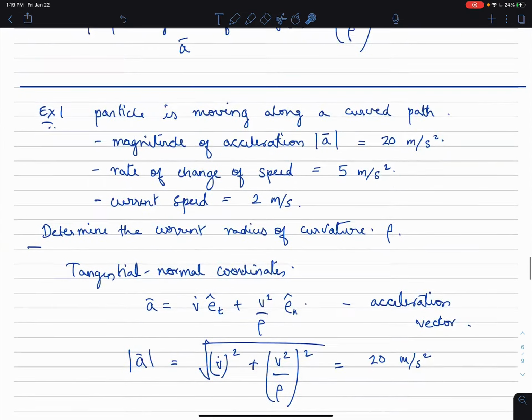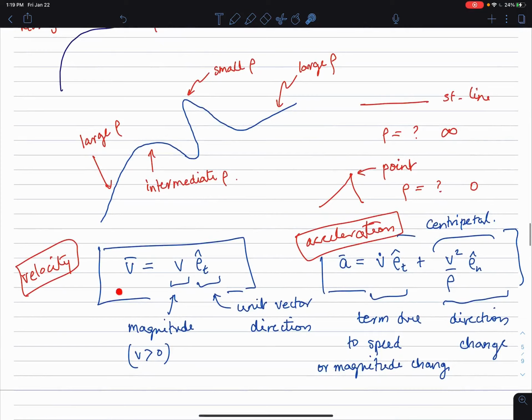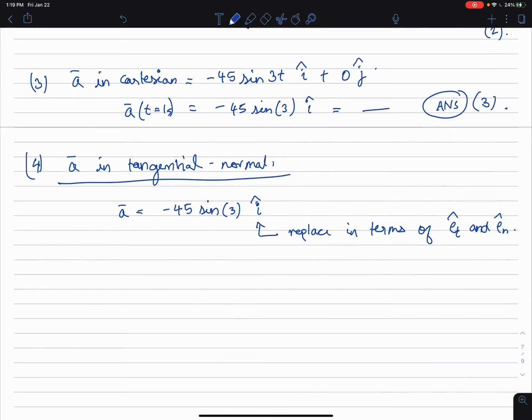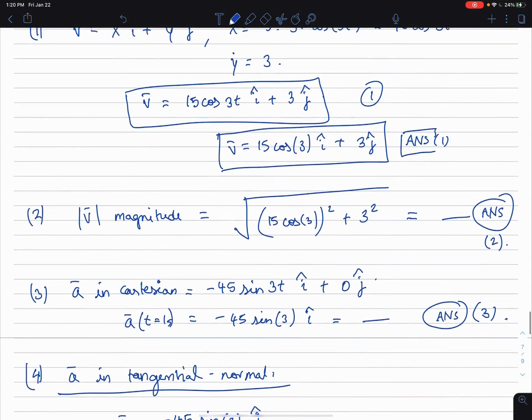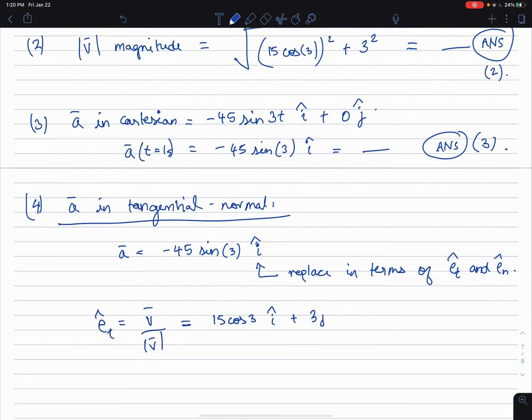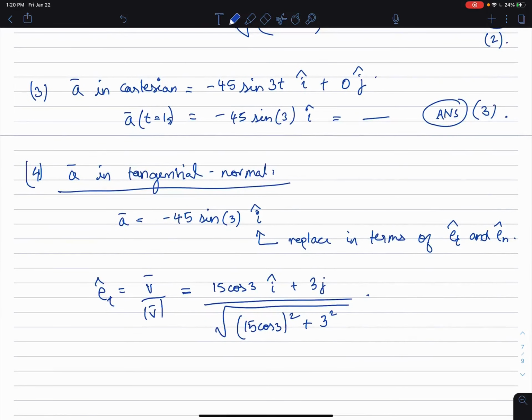Recall that et, the tangential vector, is always along the velocity vector, and it's basically the velocity vector divided by the velocity magnitude. In fact, that is the definition: velocity equals velocity magnitude times the tangential vector, which makes sense. So what we need to do is write an expression, et equals the velocity vector divided by the velocity magnitude, which is given by 15 cosine 3 i plus 3j divided by the square root of 15 cosine 3 squared plus 3 squared. So whatever that comes out to be.